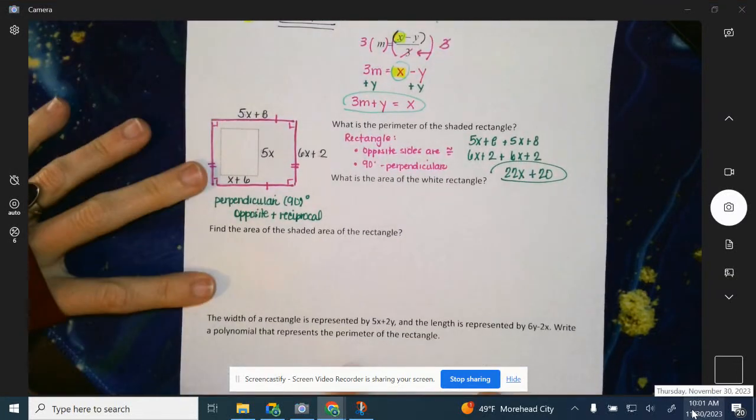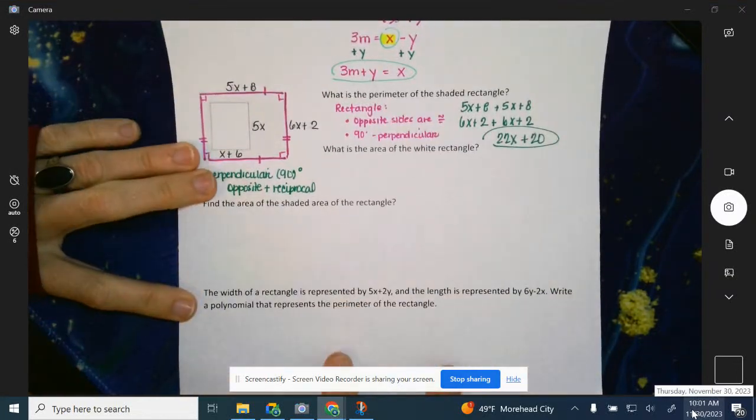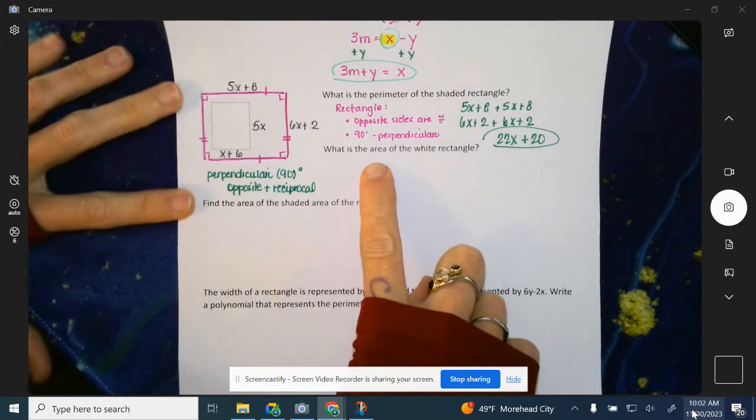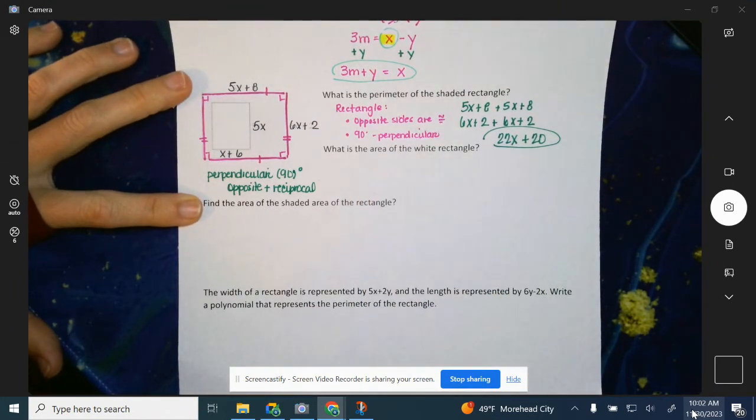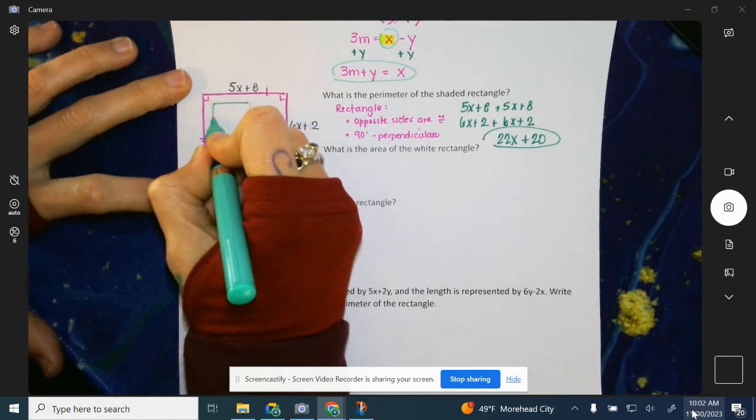Because we keep leaving questions behind, in case you're interested, we have the perimeter of the shaded area. What is the area of the white rectangle? In this case, that would be the one not in the shaded area, which is this guy.